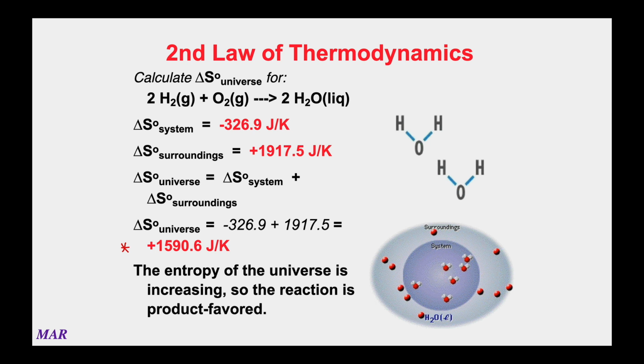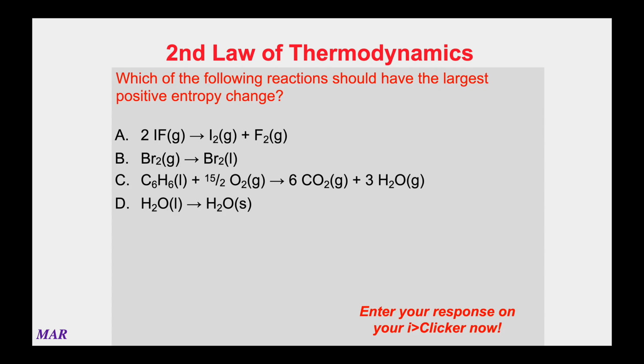This is how you can think about these reactions. And if you compare again the system entropy to the surroundings entropy, you can actually figure out if a reaction is going to be product favored or not. So this reaction with a positive delta S would be very product favored. We expect water to form. Which of these reactions would you expect to have the largest positive entropy change?